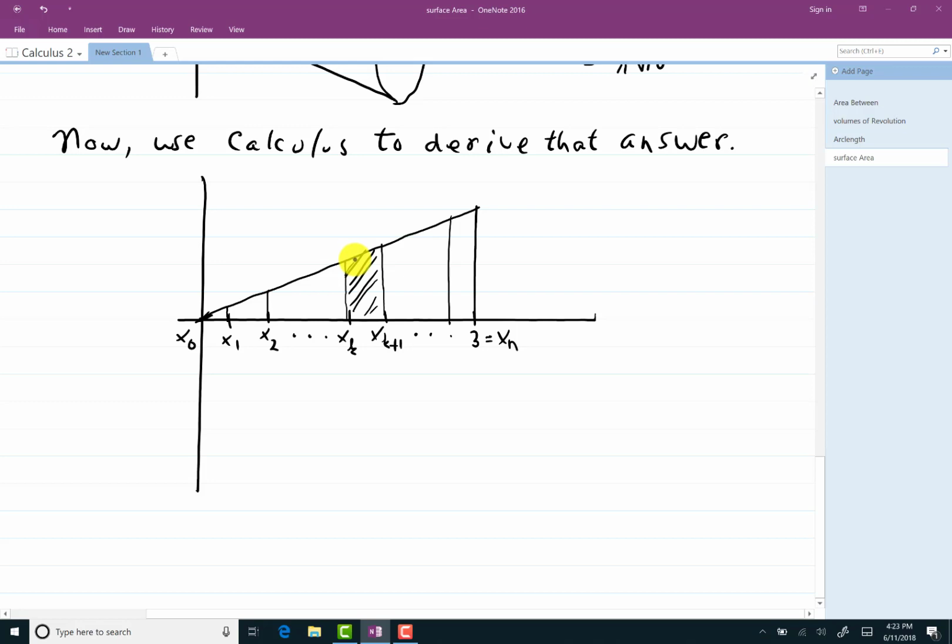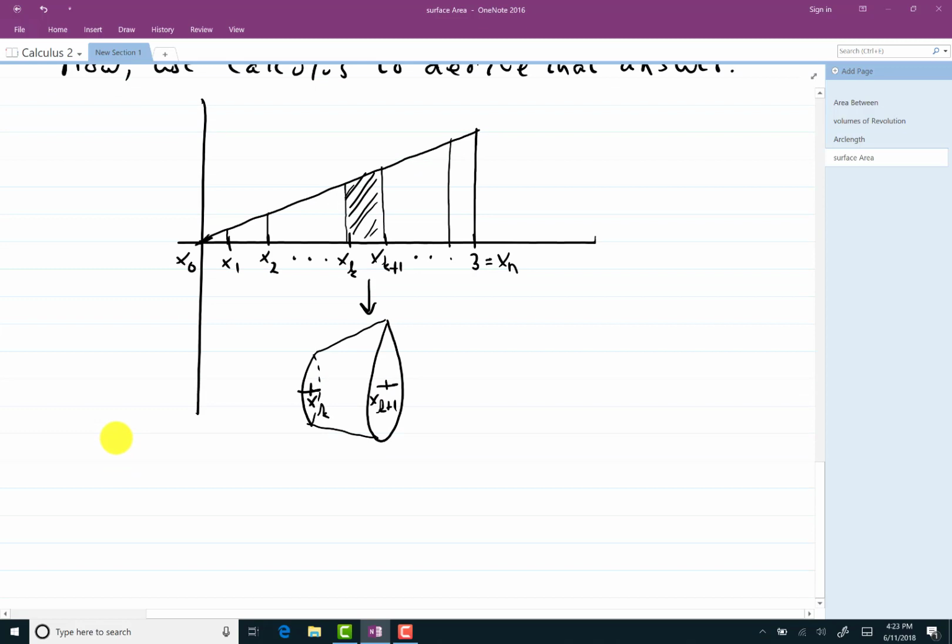So, if you look at just this piece, what does it look like when it's rotated? It'll be a frustum, as before. And of course, this part here is where x sub k is, and this part here is where x sub k plus 1 is. Now, we know the area of this. I'm going to call it A sub FR, or frustum. I don't want to write the whole thing out.